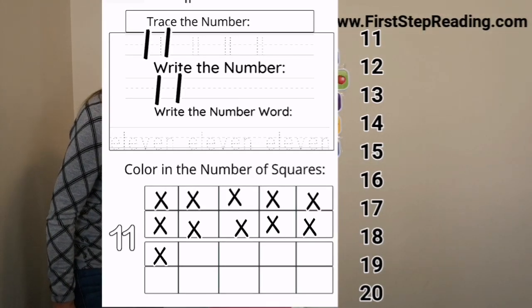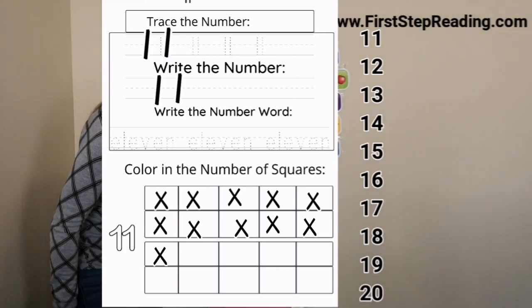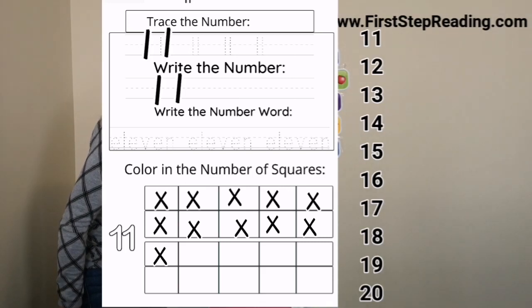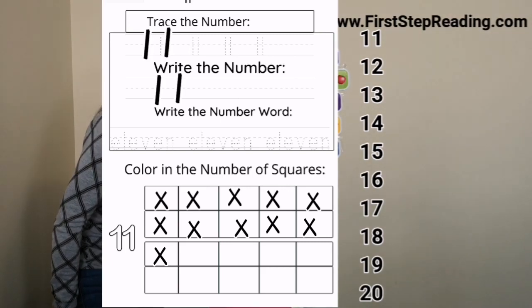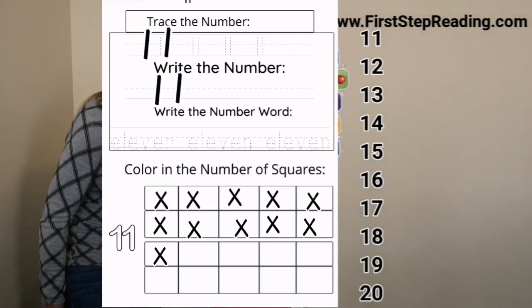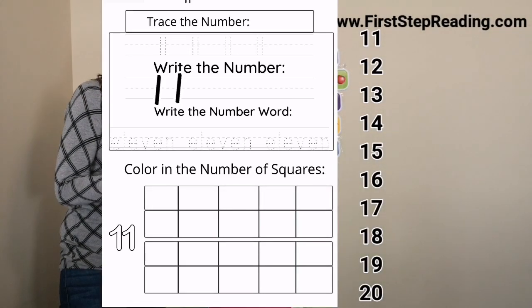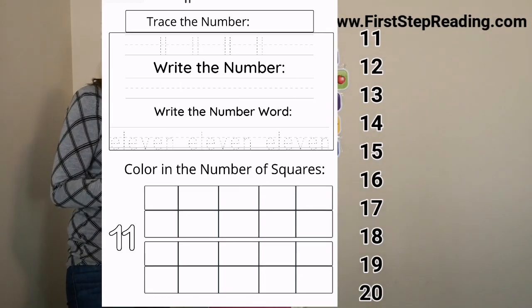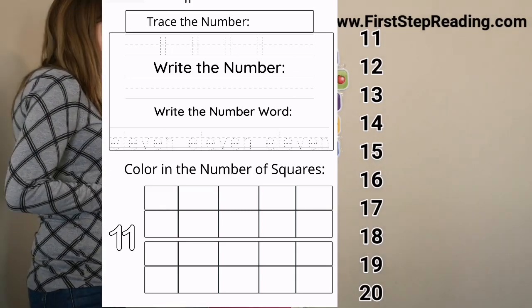So we color in 11 boxes, which is 1, 2, 3, 4, 5, 6, 7, 8, 9, 10, a whole 10 frame, and 1 more. Now that's our 11 worksheet. So we have that 11, 12, 13, 14, 15, 16, 17, 18, 19, and 20 for this week. So that's a lot.